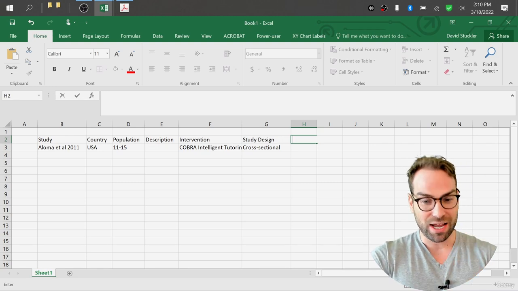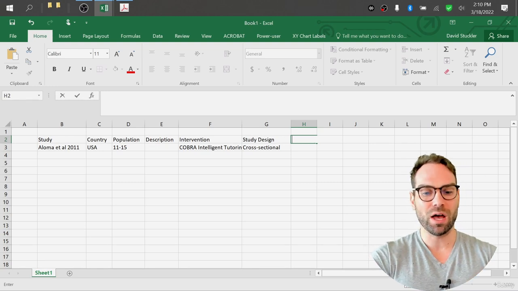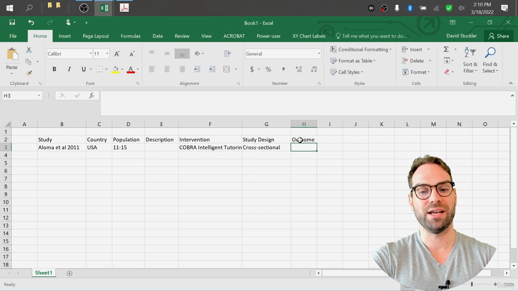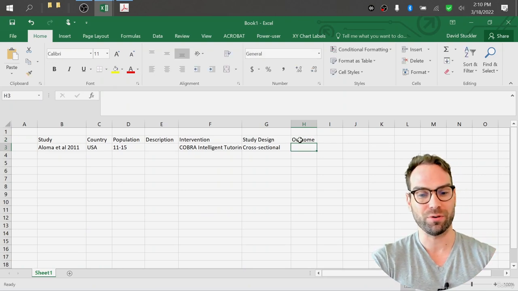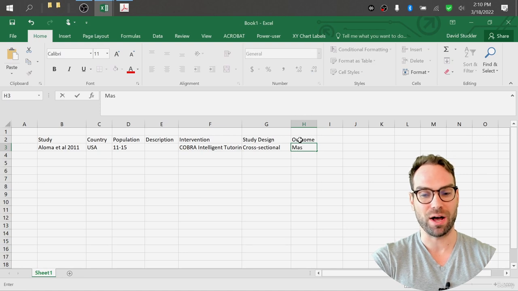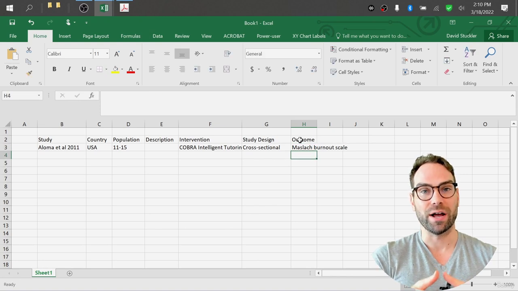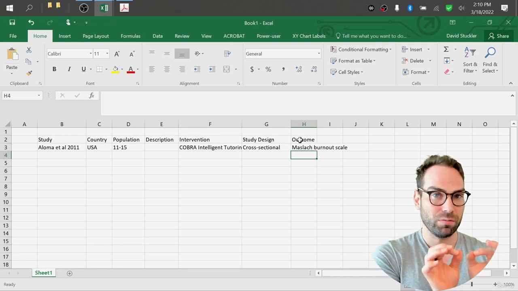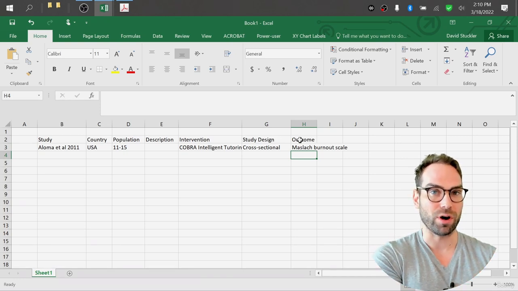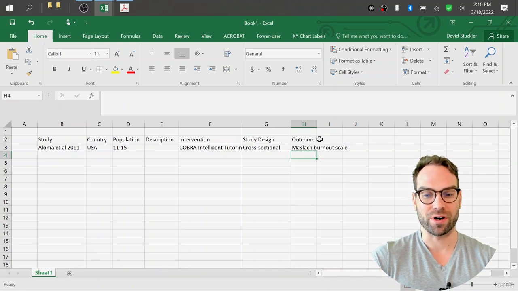One that is going to be indispensable is the outcome. And here, you really want to crisply and tightly define your outcome. So for example, if the outcome was the Maslach burnout scale, then you need to put that there and identify that. Or if it was the Copenhagen burnout scale, whatever it was, you want a crisp, precisely defined outcome, as precisely defined as you possibly can. So have that outcome there.